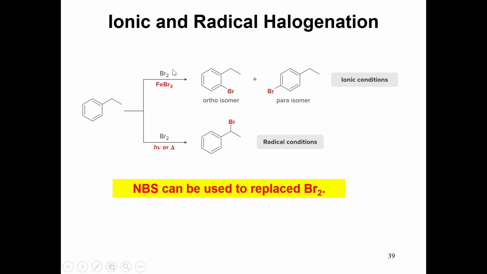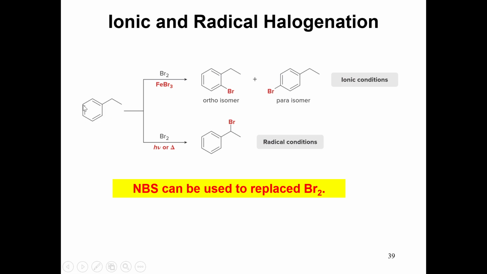However, this is the reaction we learned in the first lecture of this chapter. If we use iron bromide as the catalyst, this is an electrophilic substitution reaction. Actually, it occurs at either this hydrogen, the ortho hydrogen relative to this alkyl group, or at this position, the para position relative to this alkyl group, and we know this alkyl group is an ortho-para director.